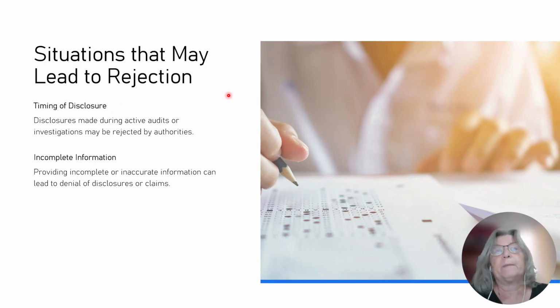When might it lead to rejection? The timing of disclosure. Disclosures made during active audits or investigations may be rejected by authorities. Incomplete information: if you didn't provide accurate information, it may lead to denial of disclosure claims.